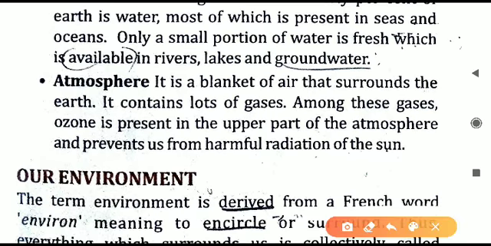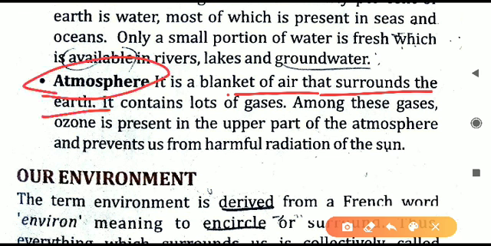Last one is air. Land, water, and the third one is air. So a blanket of air is surrounding the earth. This part is called as atmosphere. So atmosphere, that is air, is a mixture of gases. It contains a lot of gases.